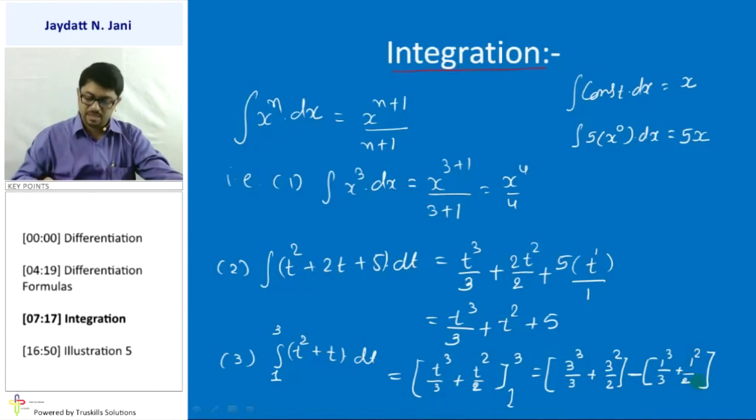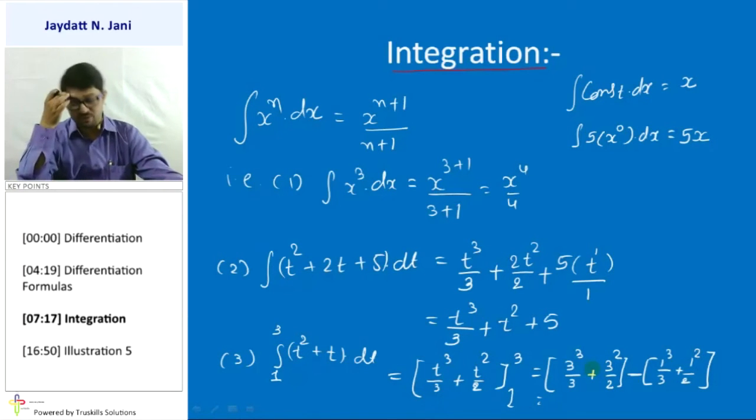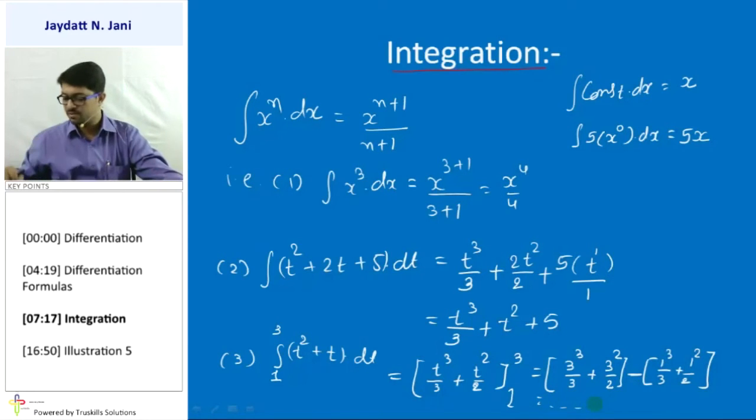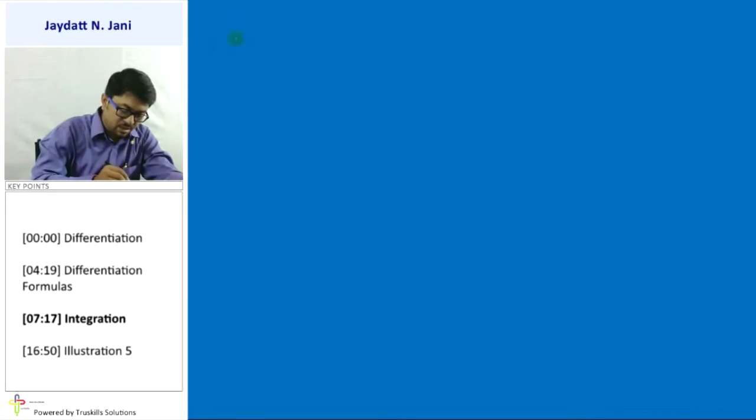So as I just get the value, here you have the answer. It's very, very simple. So 3 cube upon 3 and 1 cube upon 3 will cut. 3 square is 9, and 3 square 9 by 2 is 4.5. So 9 plus 4.5 is ultimately 13.5, and minus this 1 by 3 plus 1 by 2. So as I get the value, that is the answer of this question as you place upper limit and lower limit. Here we will take one more example, something like this.